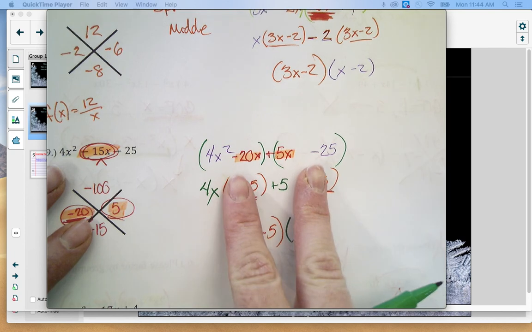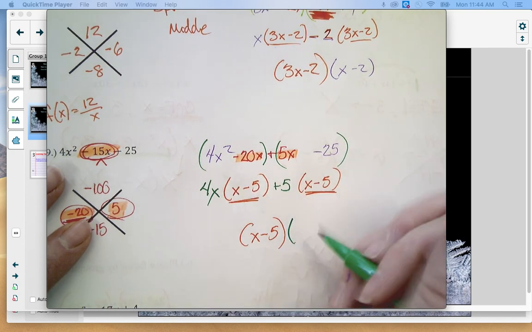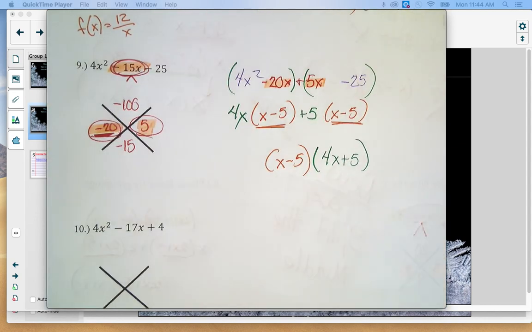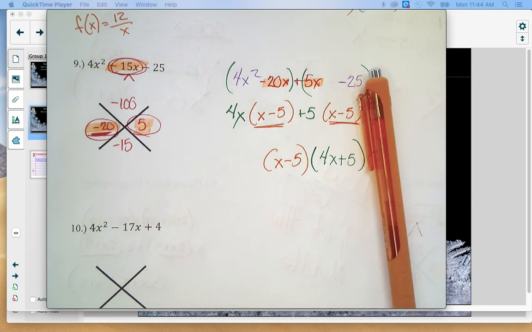And what would be left over from my other group? 4x plus 5. Try number 10. See if you can get one step further, two steps further than the last one. Some of you got to the x, which is a good start. See if you can go further than that x.